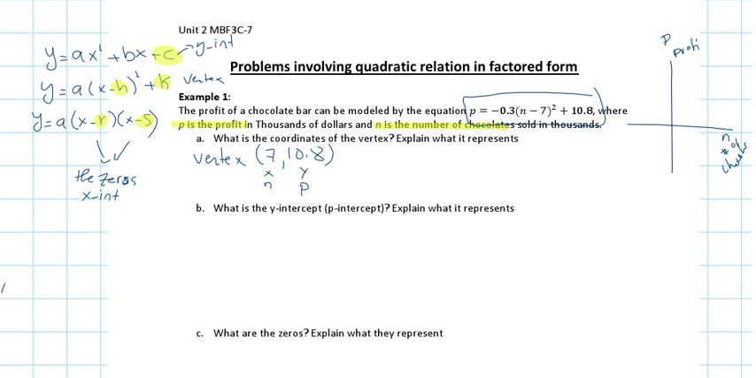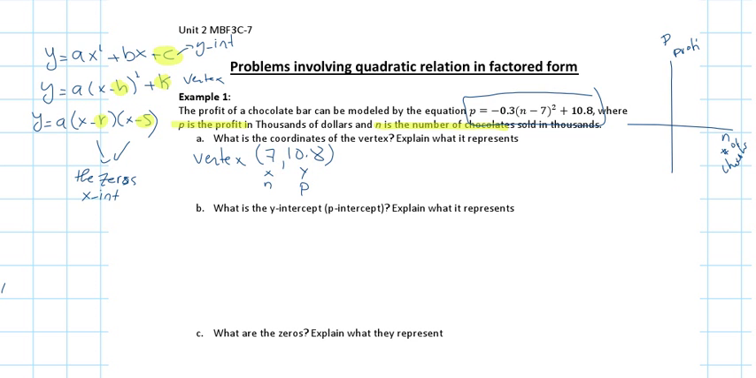Guys, vertex, x, y. Instead of x, I have number of chocolates. Instead of y, I have the profit. Okay? You have to put 2 and 2 together. Life is not always x and y. Now, the vertex says when you sell how many chocolate bars? How many chocolate bars am I selling? 7,000, right? Because it's in thousands.